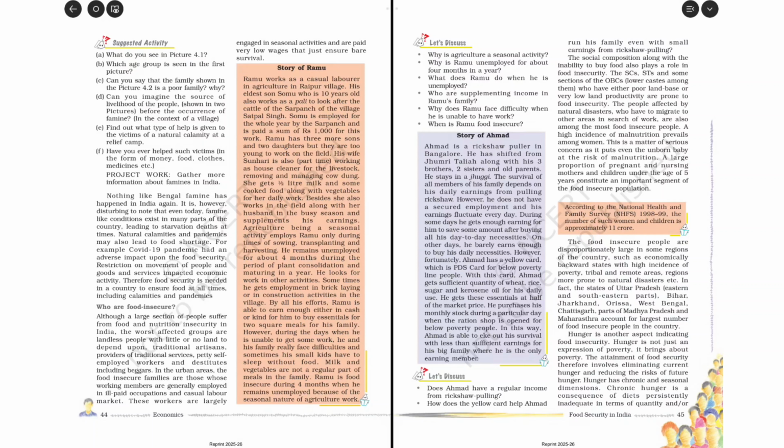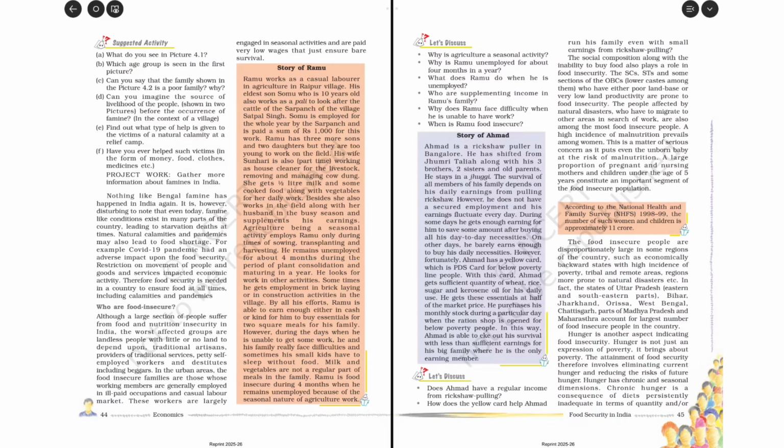Somu is employed for the whole year by the sarpanch and is paid a sum of Rs 1,000 for this work. Ramu has 3 more sons and 2 daughters, but they are too young to work on the field. His wife Sonhari is also working as house cleaner for the livestock, removing and managing cow dung. She gets half-liter milk and some cooked food along with vegetables for her daily work. Besides, she also works in the field along with her husband in the busy season and supplements his earnings.